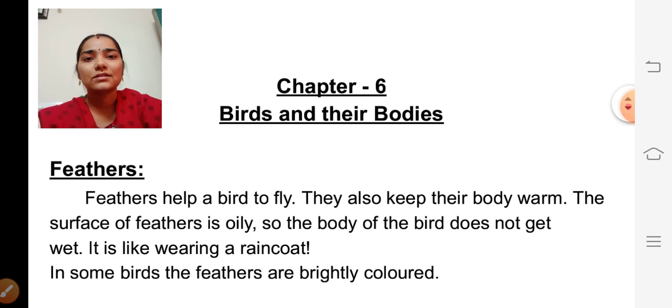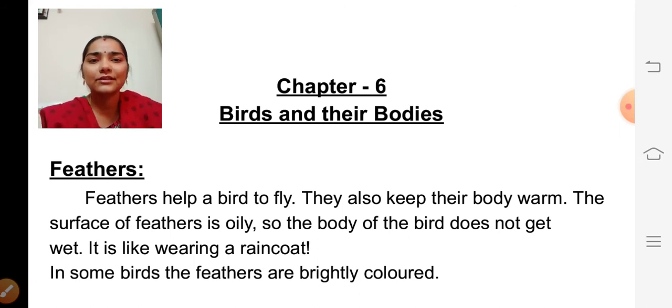Feathers help a bird to fly. They also keep their body warm. The surface of feathers is oily, so the body of the bird does not get wet. If the body gets wet, then it cannot fly, because its weight will increase. So the surface of feathers is oily, so the body of the bird does not get wet. It is like wearing a raincoat.